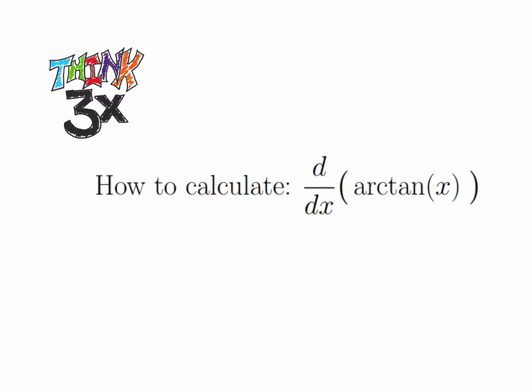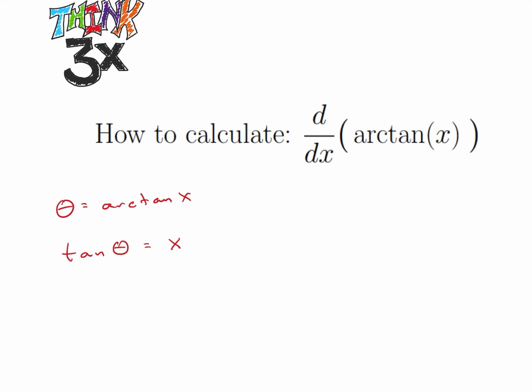So what we're going to do is we're going to set theta equal to arctan of x. And what does that mean? That means that the tangent of theta is equal to x. So we're trying to find the derivative with respect to x, so let's use implicit differentiation, and let's take the derivative with respect to x of both sides of our equation.